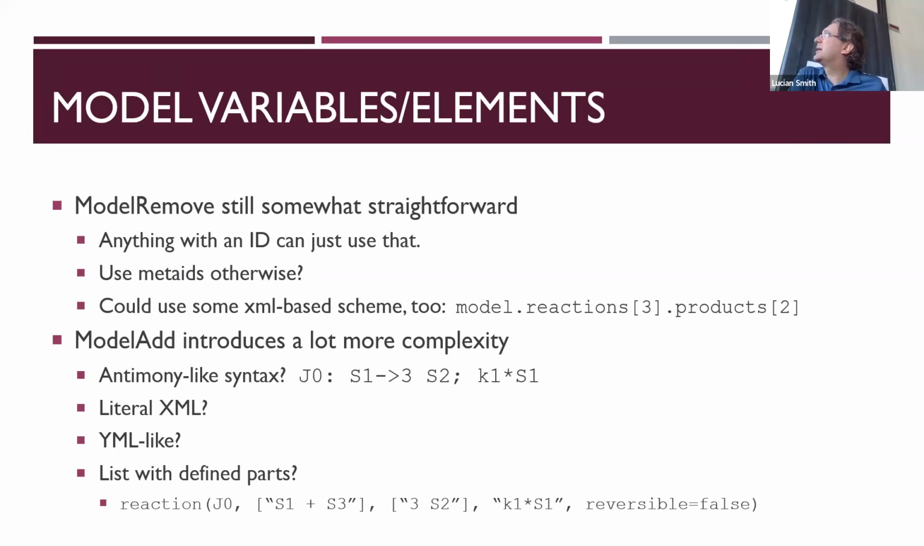All right, let's see here. If you want to remove something from a model, that's probably relatively straightforward. It probably has an ID, and you can just say remove the thing with that ID. If it doesn't have an ID, maybe it has a meta ID. You could use that. I could imagine something like, if I want to remove the second product from the third reaction of the model, you could use some format like that.